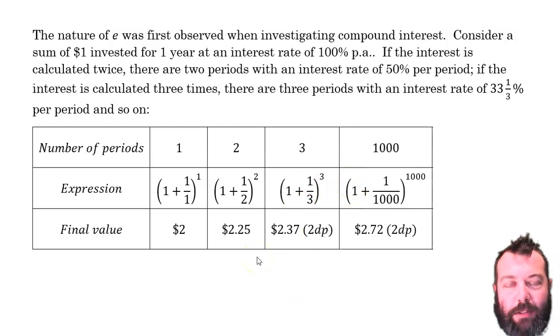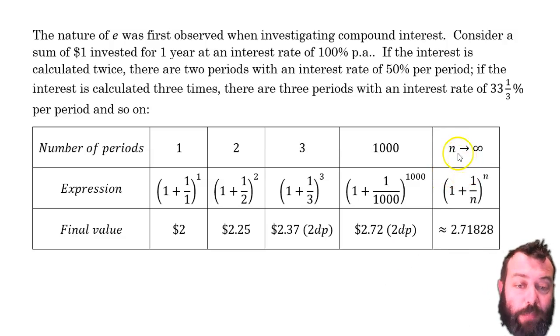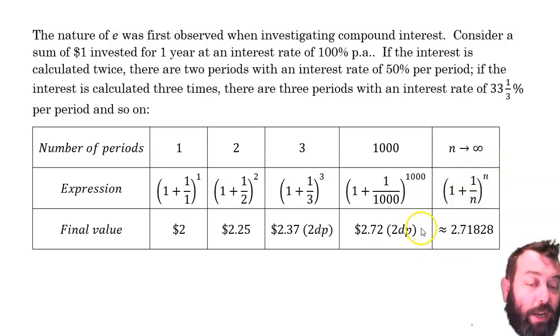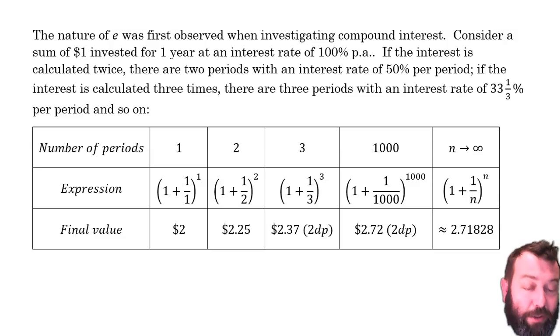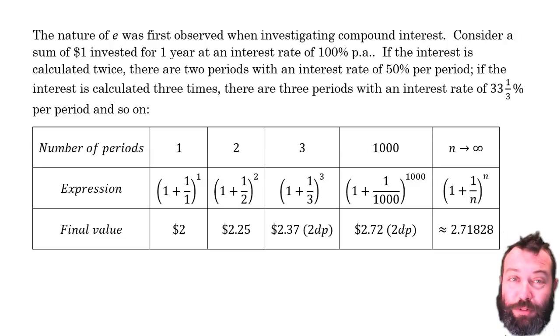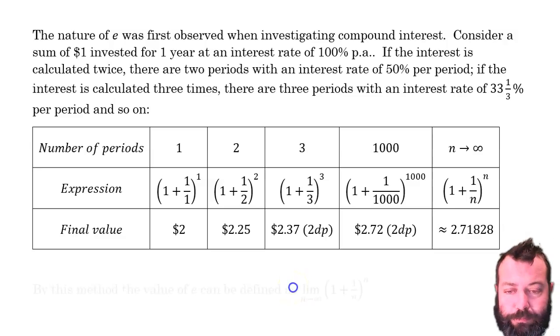If that jumped all the way to 1,000, if I compounded that 1,000 times, about 3 times a day, then I would end up with a final value of about $2.72. If we push this now, if we look at the limit as n approaches infinity of 1 plus 1 over n to the n, we end up with this figure here of about 2.71828, which is e. So we can define e that way, in fact. The limit as n approaches infinity of 1 plus 1 over n to the power of n. That's the most our compound interest could return if we compounded it constantly.